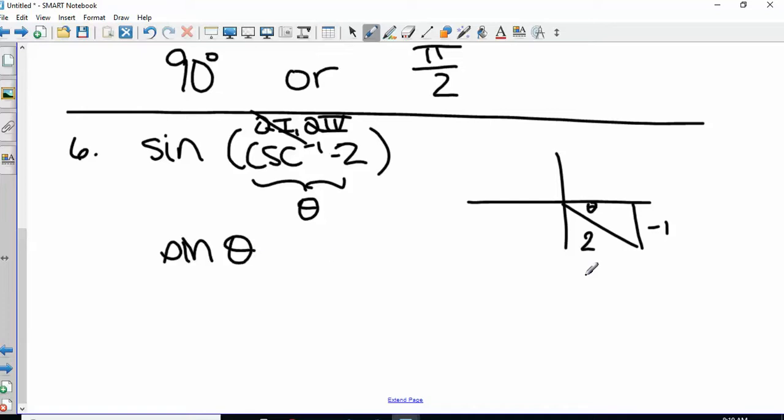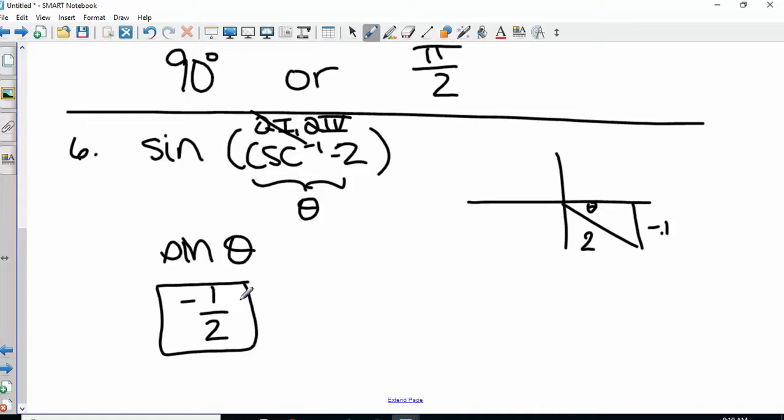I'm asking you to find sine of this angle. What's sine? Opposite over hypotenuse, so that's -1 over 2. You could have done Pythagorean theorem and got your other side to be radical 3. We just didn't need it here, so I'm saving time and I didn't find it.